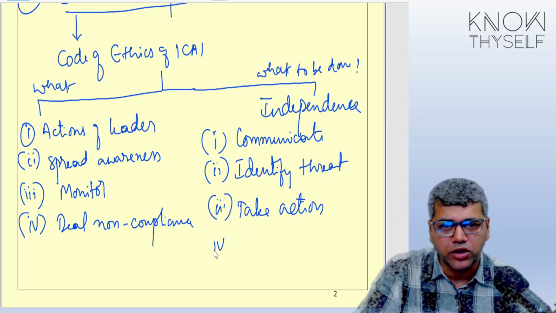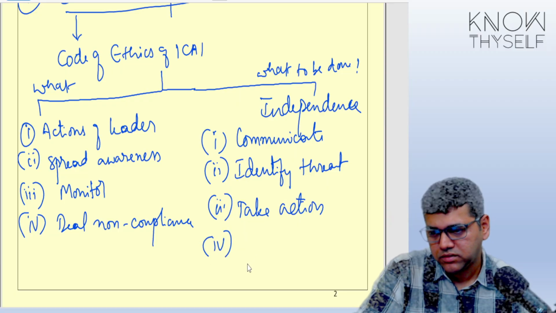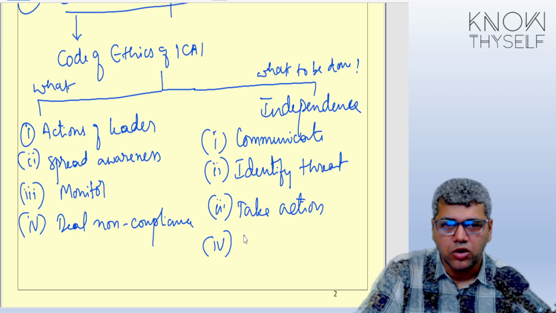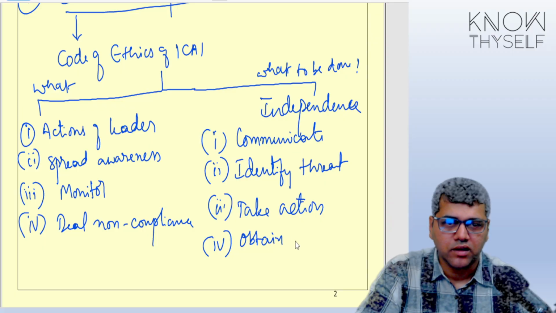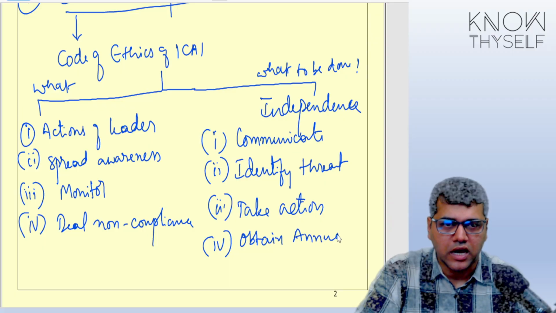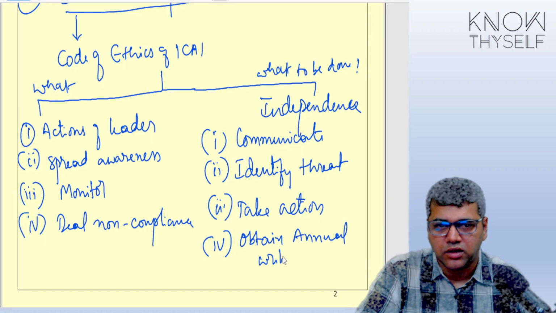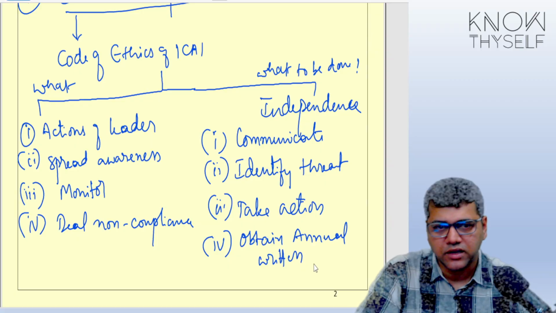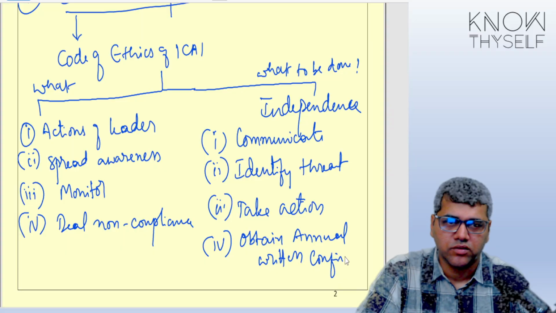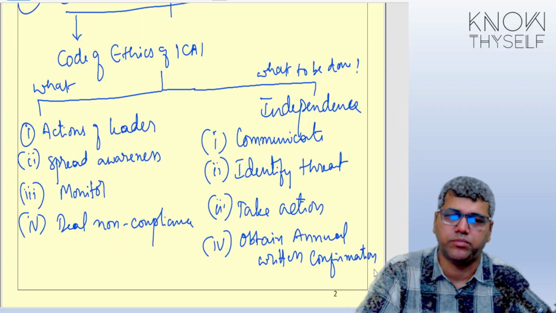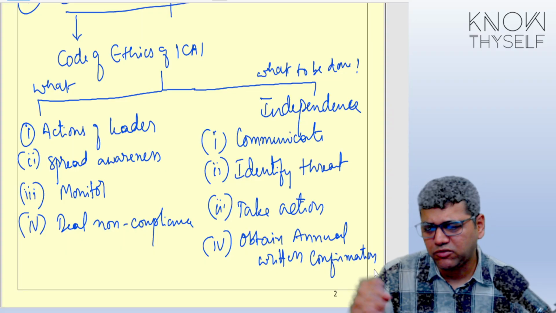And you can add one more element. Obtain annual written confirmation that everybody has complied. That's it. You add 4. Other unwanted things you can leave.